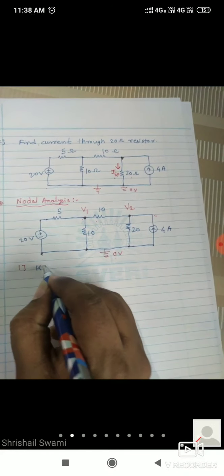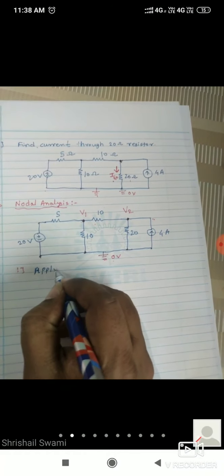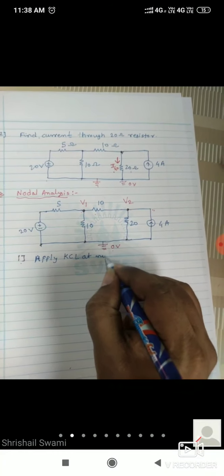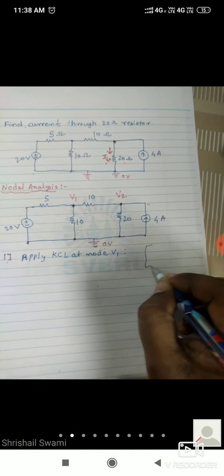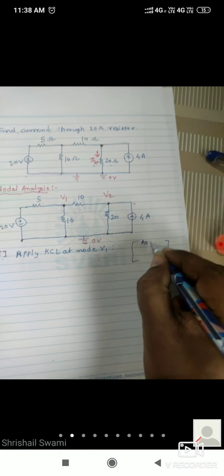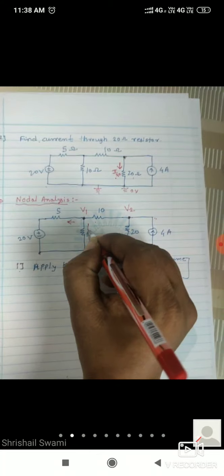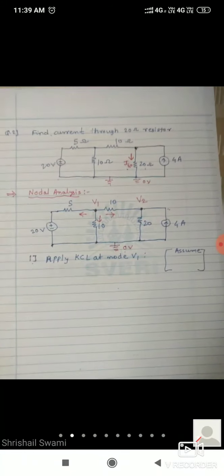KCL. I will write it first here, because there are two nodes, so I give a number here. Apply KCL at node V1. Apply KCL at node V1. Now near V1, is any value of current given? Any direction of current, or current passing through any branch, whether they mentioned? No, we don't know that current. So if you don't know the current or the direction of current is not given in the circuit, then simply mark it away from the node. If not known, away from the node.